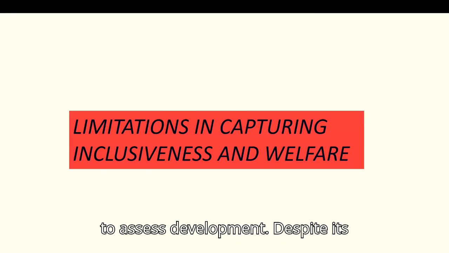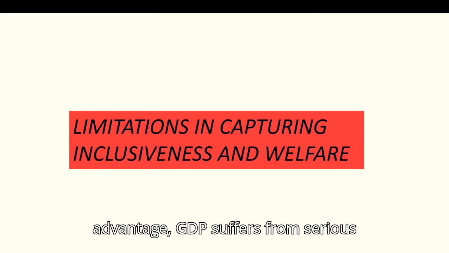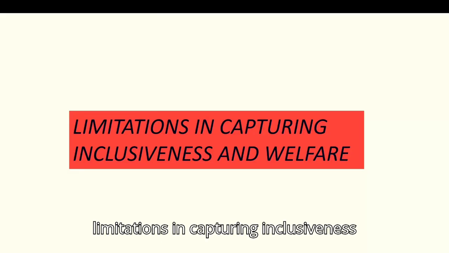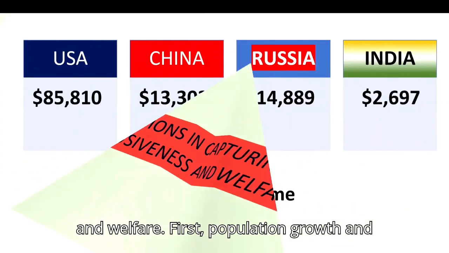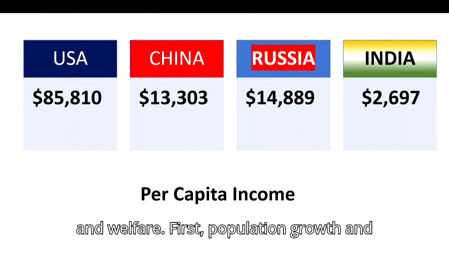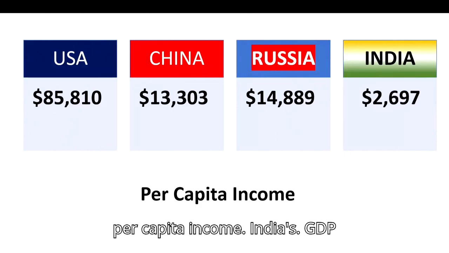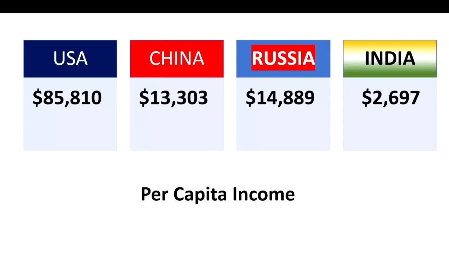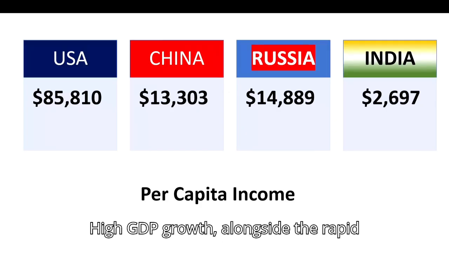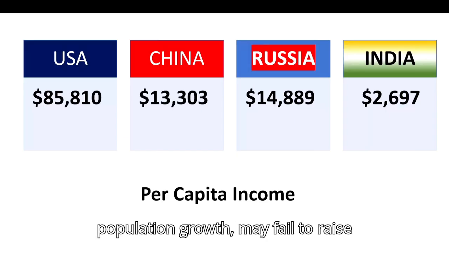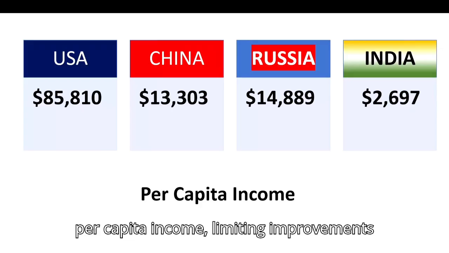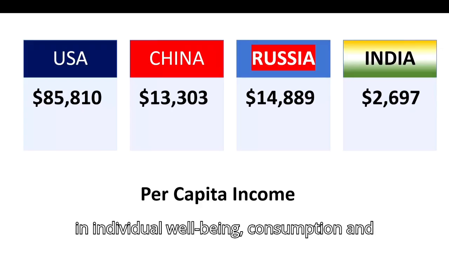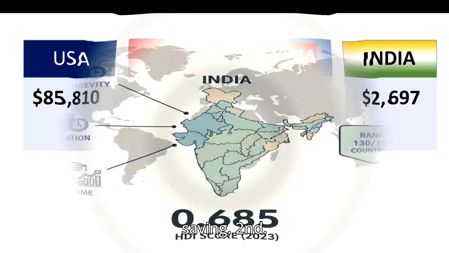Despite its advantage, GDP suffers from serious limitations in capturing inclusiveness and welfare. First, population growth and per capita income. India's GDP is growing, so is its population. High GDP growth alongside rapid population growth may fail to raise per capita income, limiting improvements in individual well-being, consumption, and saving.